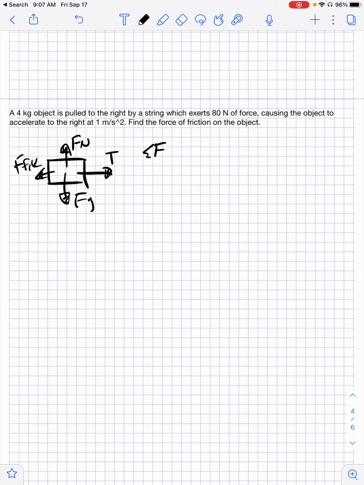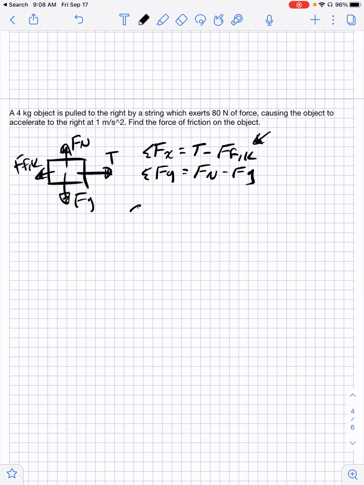Once you make your diagram, we can make our equations. So the net force equation in the x direction is tension minus friction. Net force in the y direction is the normal force minus the weight. So there are my net force equations, and we're trying to solve for the friction. We're going to end up using the x equation, and we know tension, but we don't know the net force. So we need to find that net force on that object before we can use this equation.